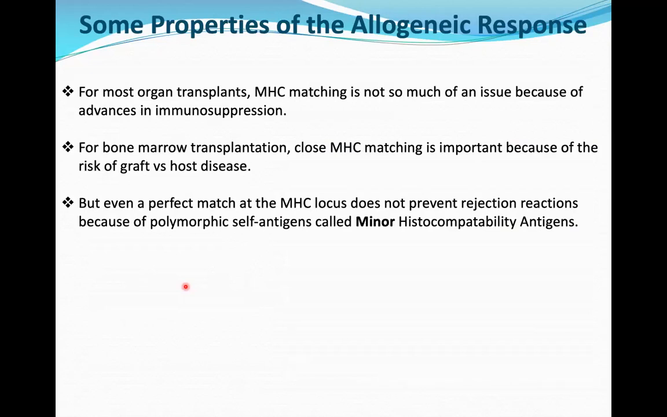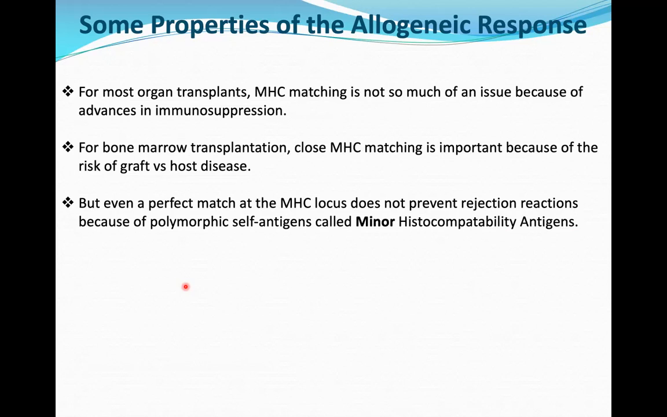So as I said, with the advent of immunosuppressives, we don't worry too much in many types of organ transplantation, particularly kidneys, for HLA match. But there are certain types of grafts which involve very close match. That is in bone marrow transplantation. Do you learn about bone marrow transplants at any stage?